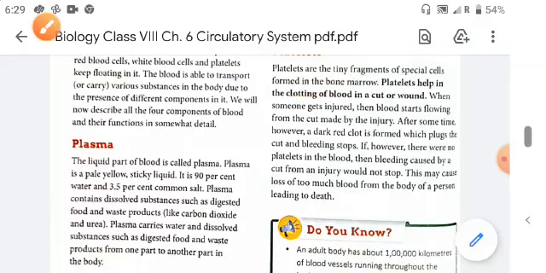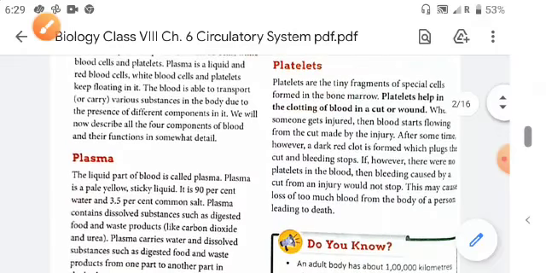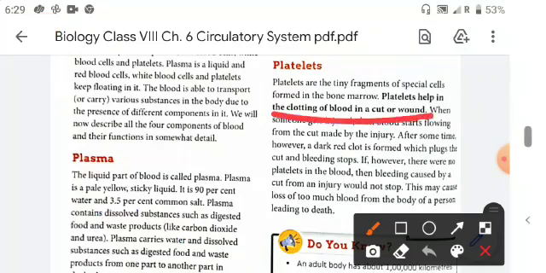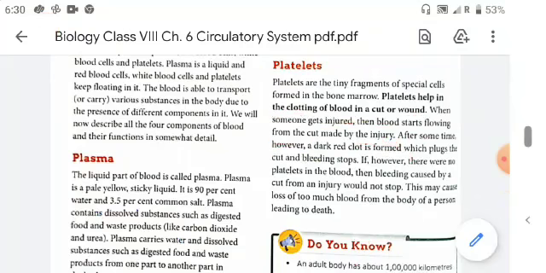Platelets help in the clotting of blood in a cut or wound. Okay, that means when a person gets any cut or any injury, after some time the blood will clot. A dark red clot forms due to the presence of platelets. So the blood flow will be stopped due to the presence of platelets.